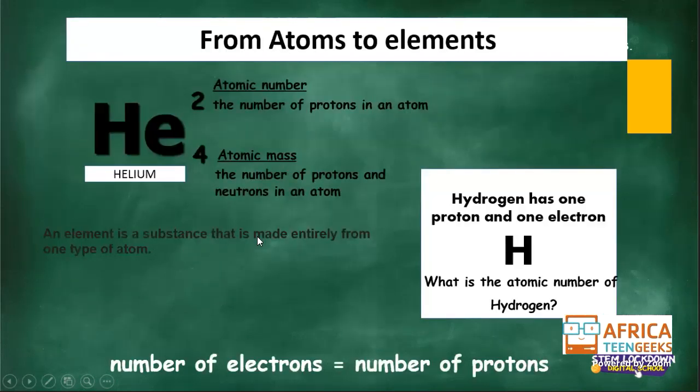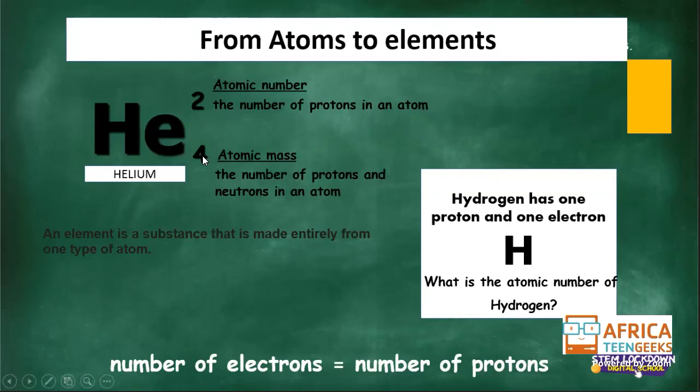Okay, now I'm going to teach you how to read an element in the periodic table. So let's look at helium here. The symbol for helium is He, and we have an atomic number. This 2 here means the number of protons in the atom. Sometimes if it's not on top, because different periodic tables are arranged differently, it would be in the top right-hand corner here.